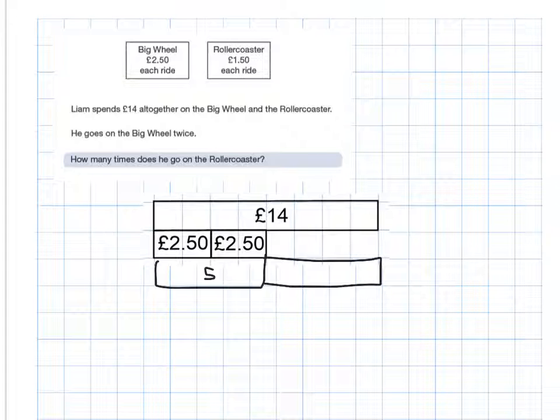So we can work out how much money he has got left. Once we know how much money he's got left, we can work out how many times £1.50 goes into that amount. So how many £1.50s do we fit in this box here? You can do that by dividing the number in this box, or you could do the process where you say, well, if he had £1.50 and he went on the roller coaster once, has he spent all his money? If he goes on twice, has he spent all his money? 3 times, 4 times, and so on.